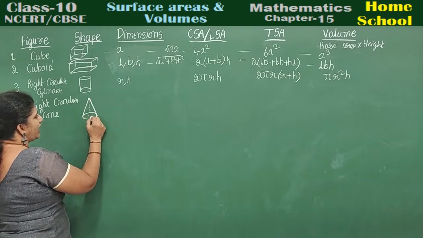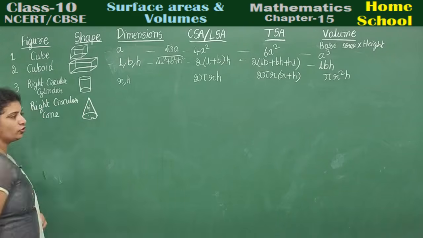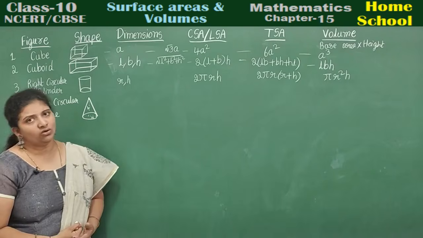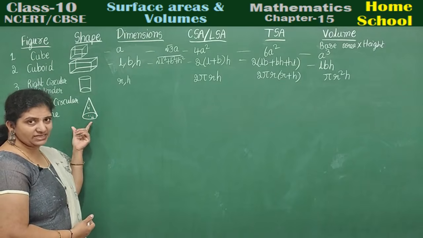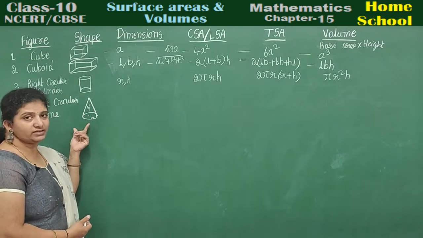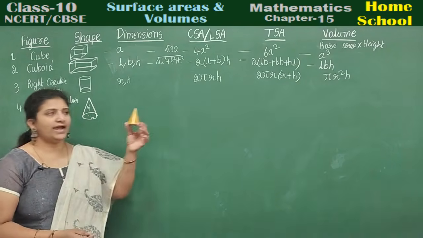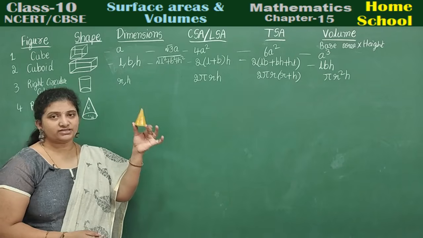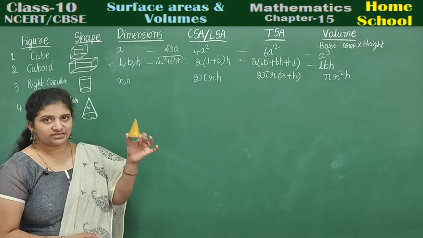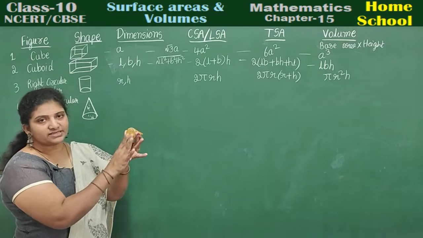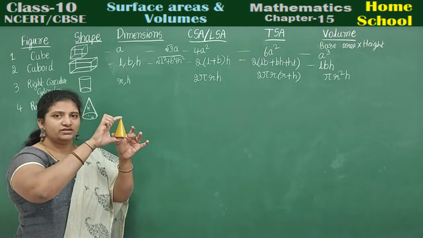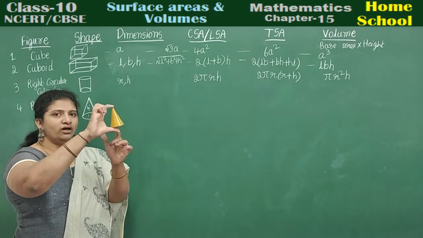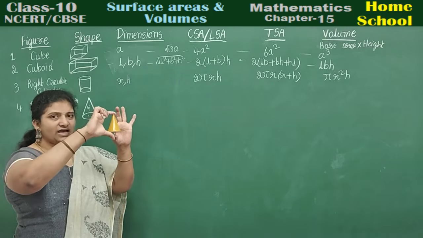Here also the radius and height of a cone are perpendicular to one another. So it has a right circular base, so it is a right circular cone. This is the solid for a right circular cone. You can see a circular base at the bottom and it has a vertex. From here to the center of the circle is the height.